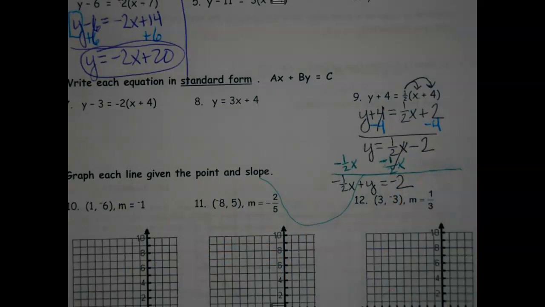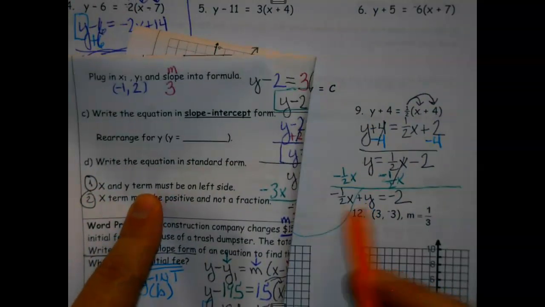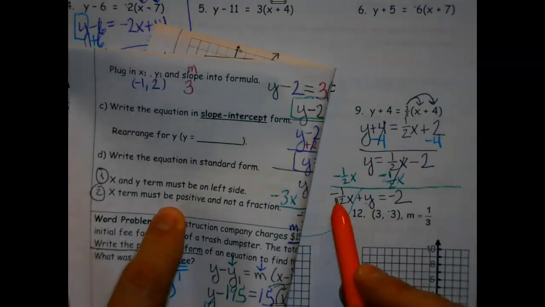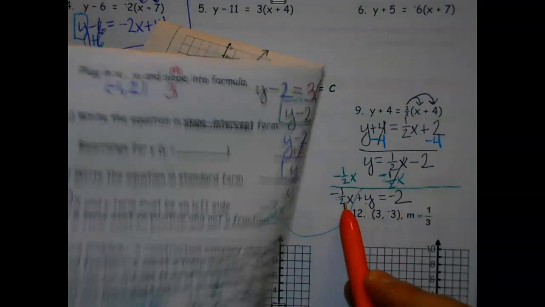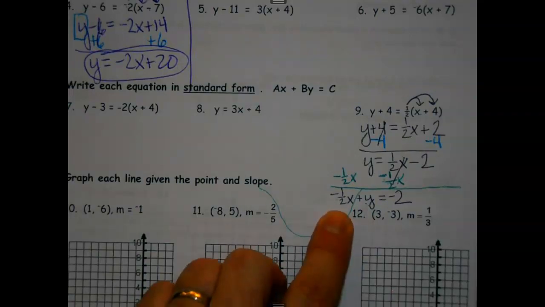Now, the first part of the job is done. Because remember, x and y have to be on the same side. Okay, they are. They're both on the left side. That's good. The x term must be positive, and not a fraction. So here's how we fix that if that happens. You're like, the last time we divided, but this time I have a fraction, so what do I do?